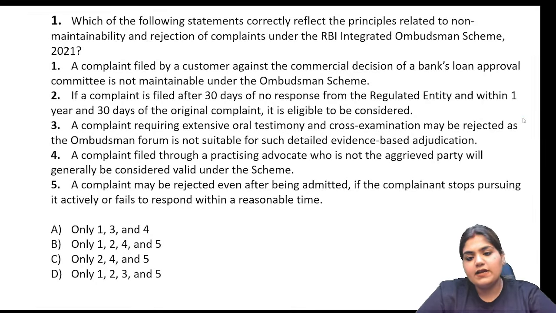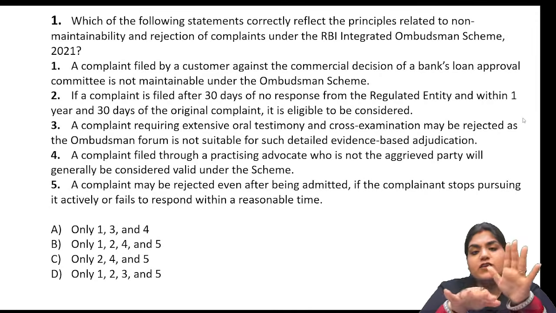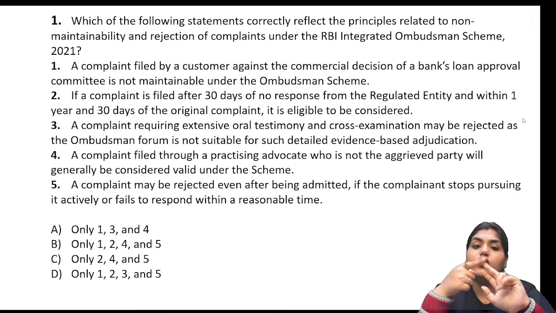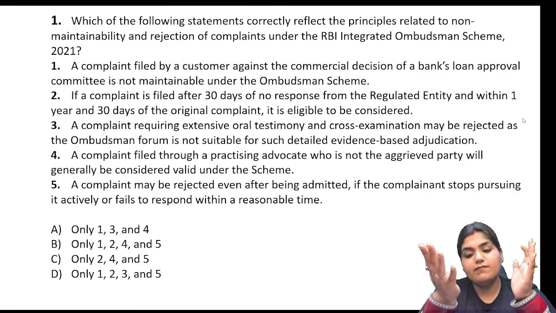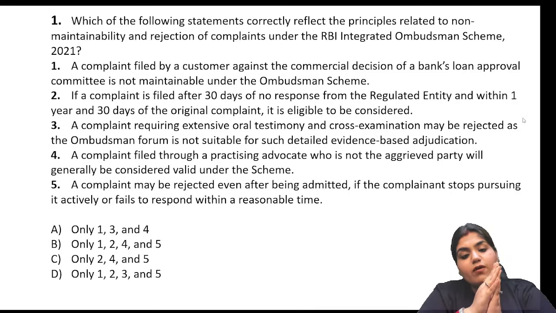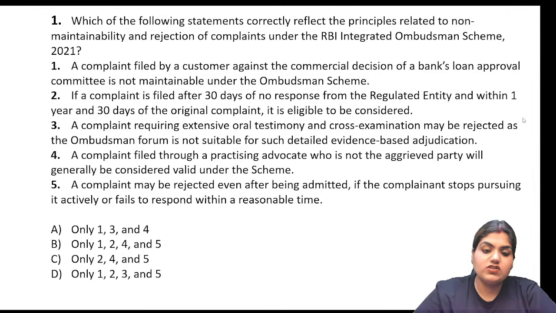Statement number 1 is correct, 2 is correct, 3 is correct, 4th is not correct. Again, one more point. You cannot ask a lawyer or an advocate to represent you in front of the ombudsman. You can either represent yourself or ask somebody to represent you, but not a lawyer, not an advocate. An advocate can represent themselves, but not in the capacity of a lawyer, only as an individual. So statements 1, 2, 3 and 5 are correct. 4th is not correct.